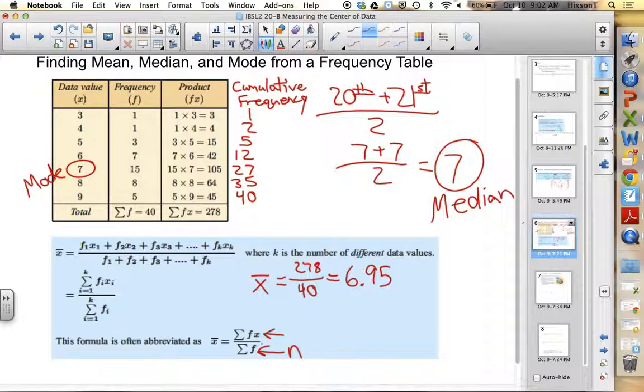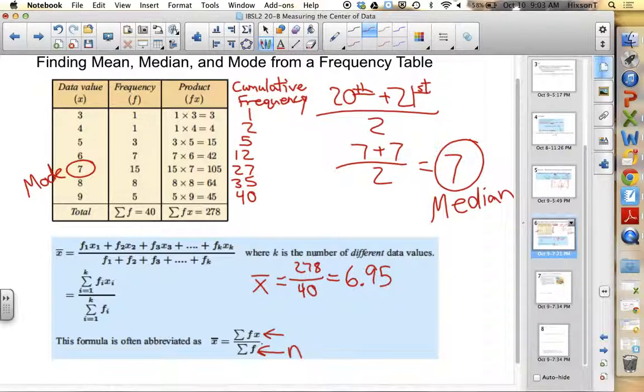Okay. Can you explain one more time how we found median? Yeah. Okay, we want the 20th and the 21st score. So here's number 1, 2, the last 5 is the 5th score. The last 6 is the 12th score. Now we're into the 7s, and the 13th through the 27th score are all 7s. So the 20th and 21st are both 7s. Okay.